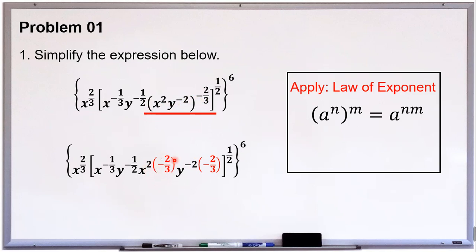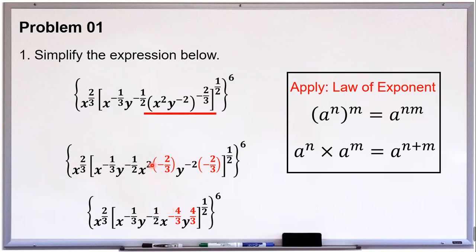Next is we're going to simplify this one. Okay, so we have 2 times negative 2/3, the result is negative 4/3, and we have negative 2 times negative 2/3, the result is positive 4/3. So the next is we're going to simplify the expression inside this brace.